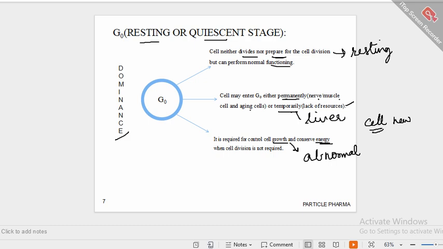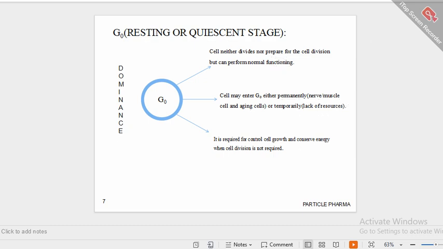So by this I have completed the interphase and the phases of the cell cycle. In the next coming session, I'll be explaining about the M phase.